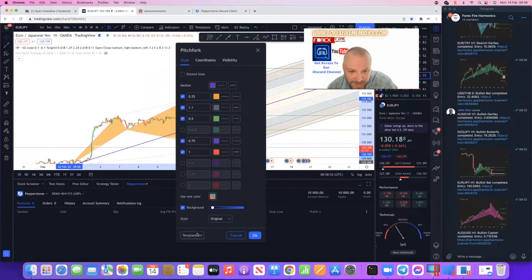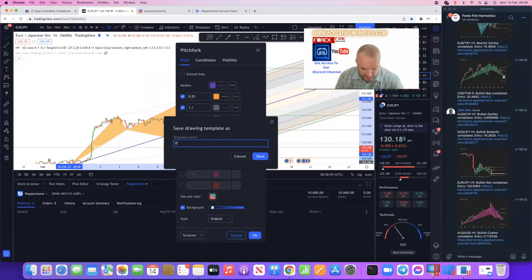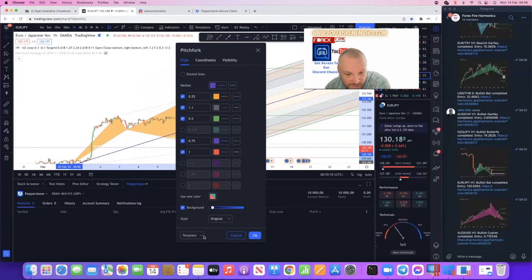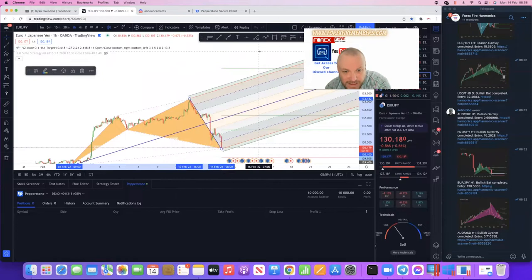And then what you can do, you can go to save the template, save as. So I'm just going to call it Fire Harmonic Pitchfork, okay? So I can save it on there. So now if I want to put it on, I've got it set up there straight away. And that's it, guys. From there, we just need to let price play out a little bit.